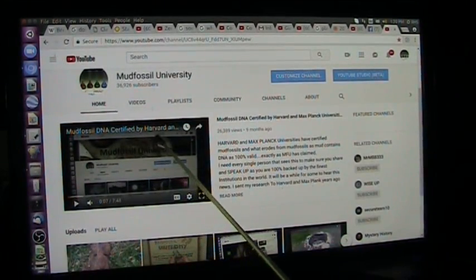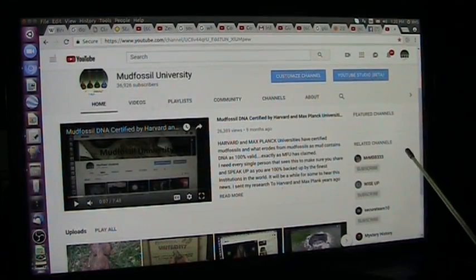And if you go up there and just go see mud fossil DNA certified by Harvard and Max Planck, they have found mud containing copious amounts of DNA, and they now agree that mud is saturated with DNA, and that mud, I allege, comes from the mud fossils, which I have had certified by DNA. I've had them certified by an anatomist. I've had them CAT scanned. I've had them checked in every single possible scientific way. They are exactly what I say they are.